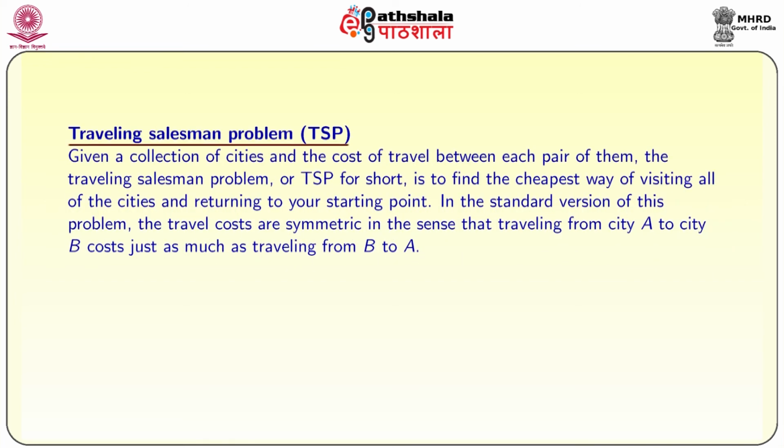So, now we are going to see an important problem called the traveling salesman's problem. Given a collection of cities and the cost of travel between each pair of them, the traveling salesman's problem, or TSP for short, is to find the cheapest way of visiting all the cities and returning to your starting point. In the standard version of this problem, the travel costs are symmetric in the sense that traveling from city A to city B costs just as much as traveling from B to A.